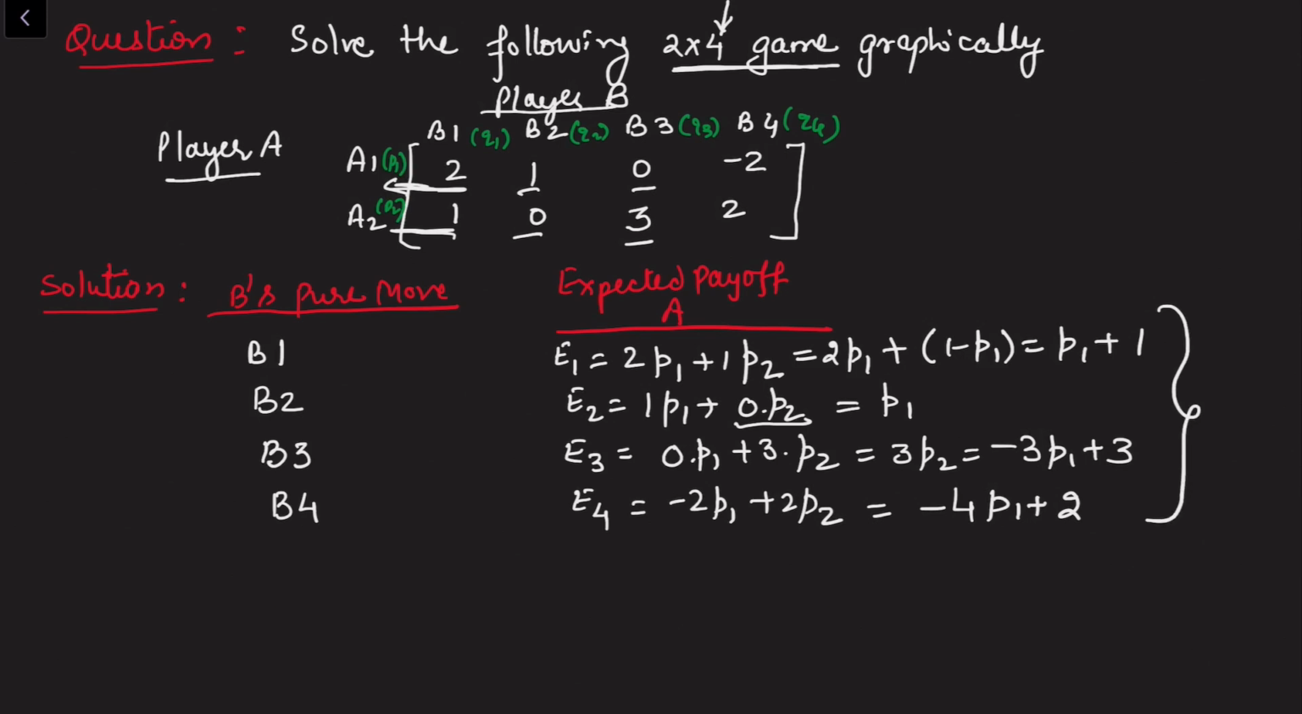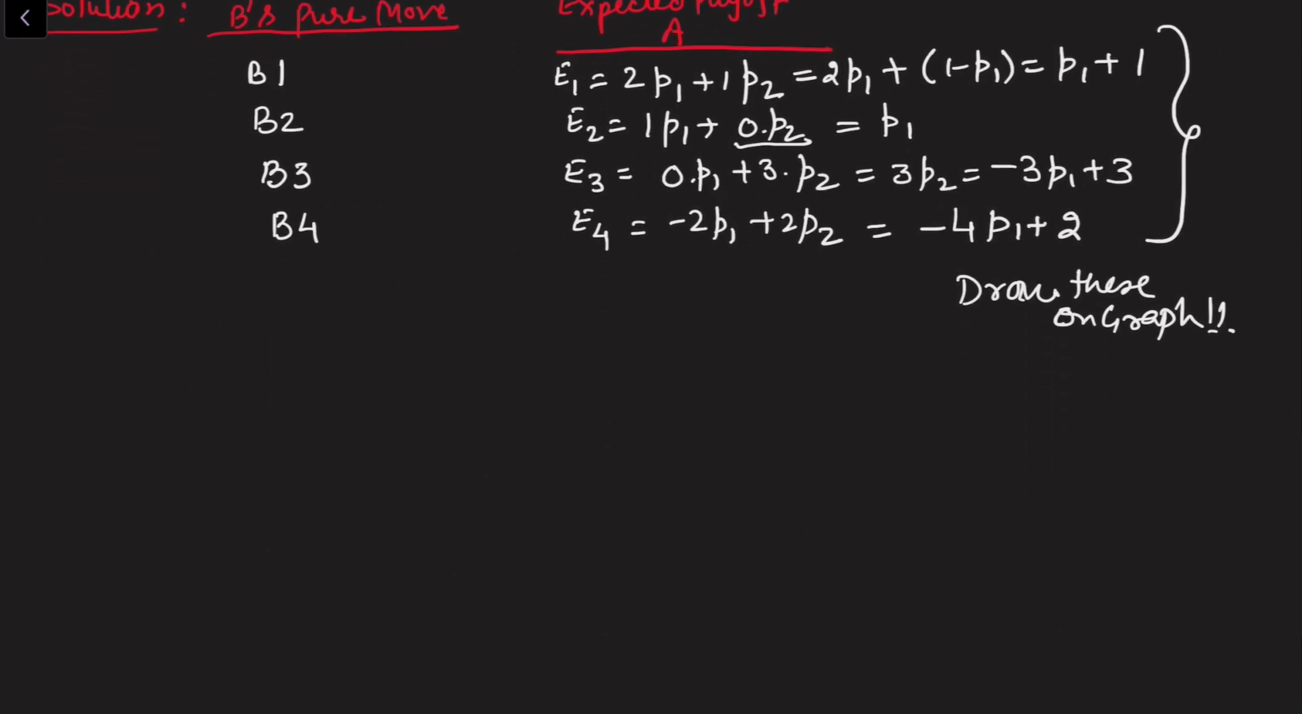Now I want to draw these lines. But how do we draw these on a graph? We need to consider two axes. So let us consider now the two axes.